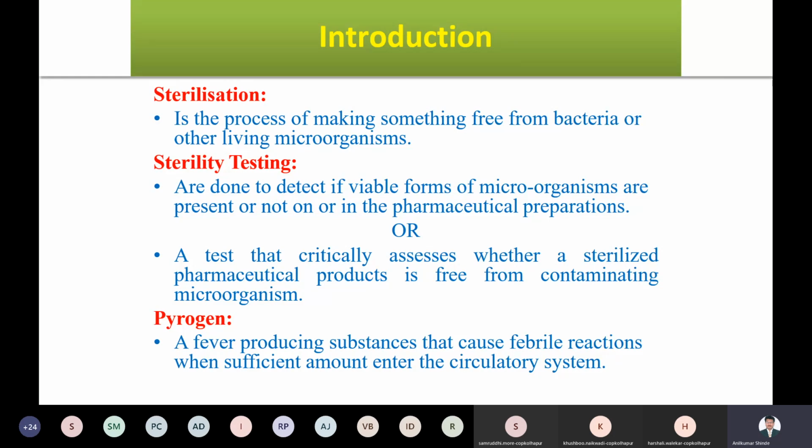Next is pyrogen. A pyrogen is a fever-producing substance which causes a febrile reaction when a sufficient amount enters the circulation. Suppose you take an injection, understand it? All injections should be free from bacteria.